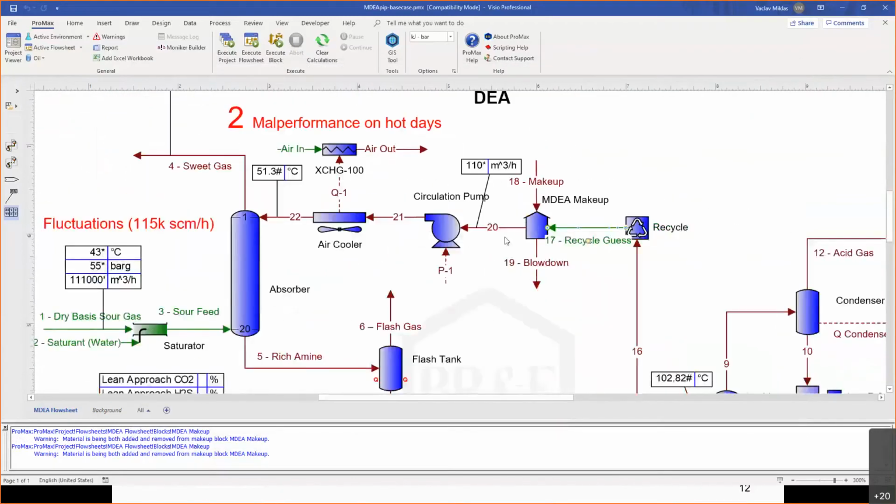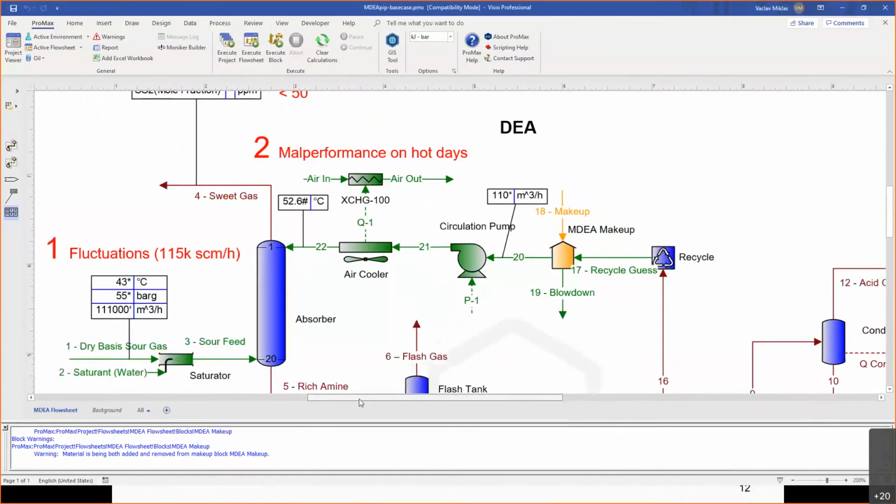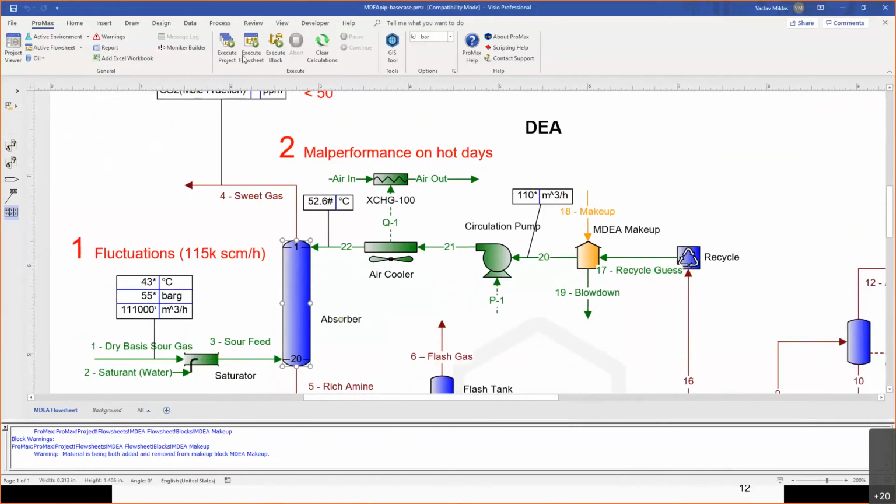And in this first step, I'm just going to execute this part to see what it does with the air cooler and if it's able to cool it down to a reasonable temperature. 52.6, it's slightly worse than before, but I'm quite happy with it. So let's execute the absorber.